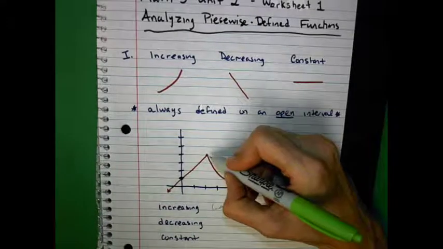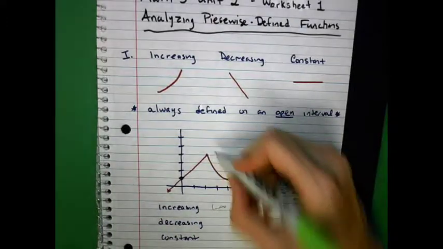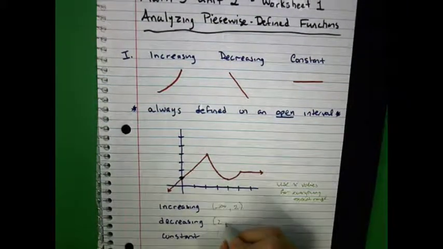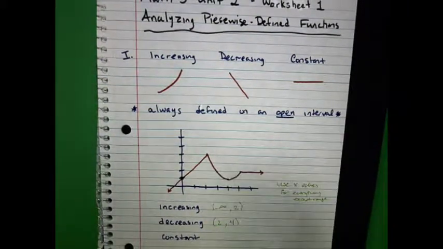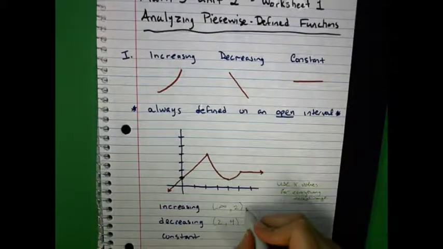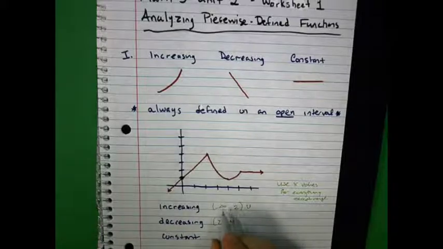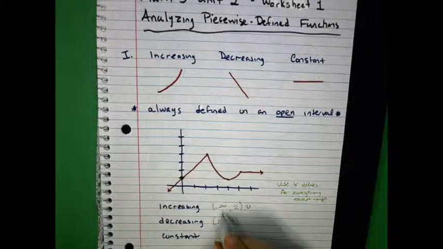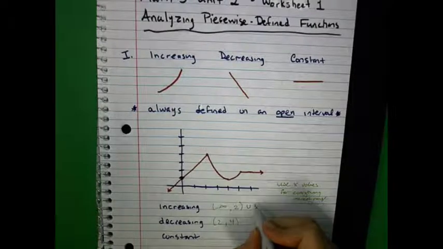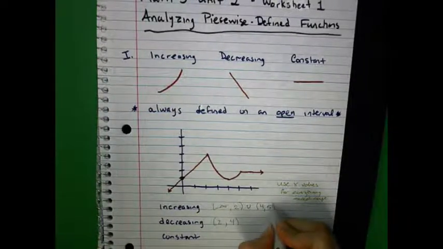The next thing that happens in this function is it heads downhill. So it appears that starting at 2 and going on to 4, we are headed downhill. And then there's a second little piece of uphill. That's often written with a union sign to show that there's more than one piece where this function's going uphill. 1, 2, 3, 4, 5, from 4 to 5, all open.